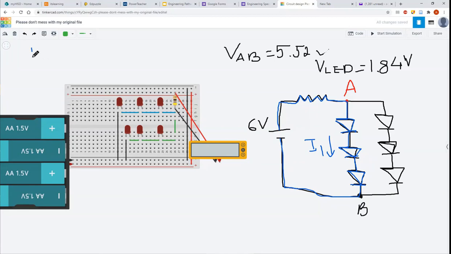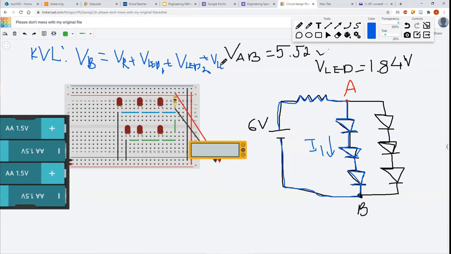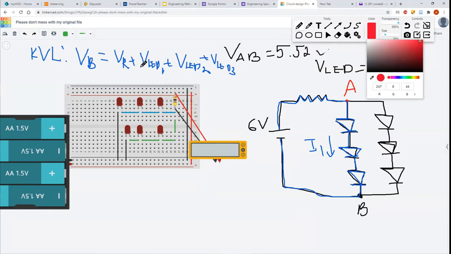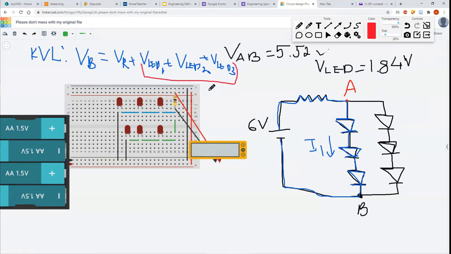So I1, for example, let's say I1 always takes the blue. So when we talk about the KVL for this one, what we're going to have is voltage of the battery, because that's in the loop, right, equals voltage drop of the resistor plus voltage drop of LED 1, voltage drop of LED 2, plus voltage drop of LED 3. When you look at these 3, this is voltage drop from A to B. That's what voltage drop from A to B really is, right? So you know that anywhere over here, you just add them up. So you're going to end up with 5.52 volts.